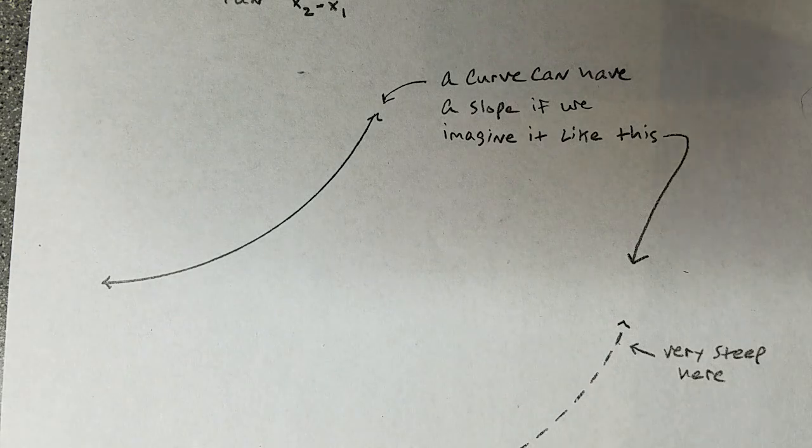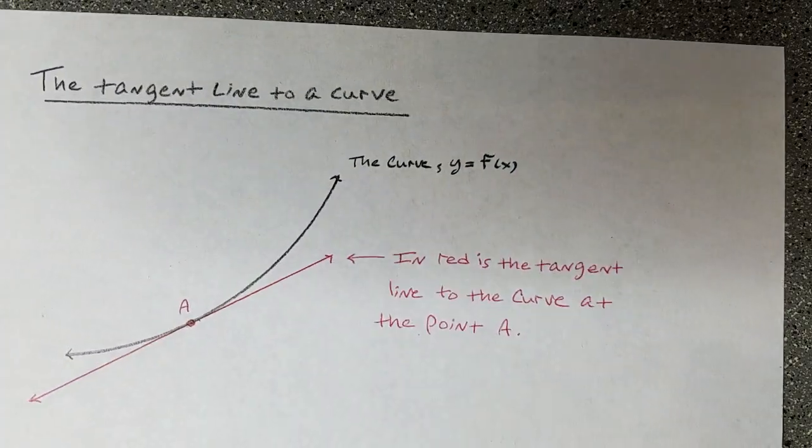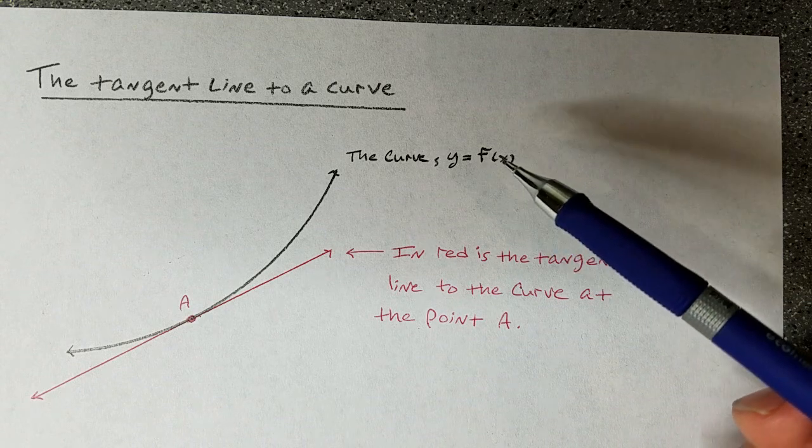So there's the whole curve, right? It's not straight. But that little piece right there, it looks straight, right? You get the idea. Okay. So next topic is this thing called the tangent line to the curve. So it's time for some vocabulary.